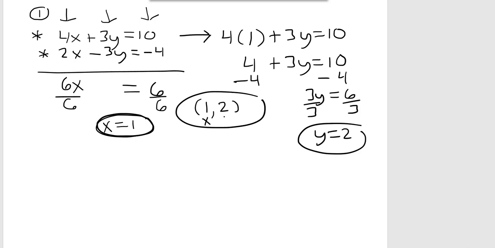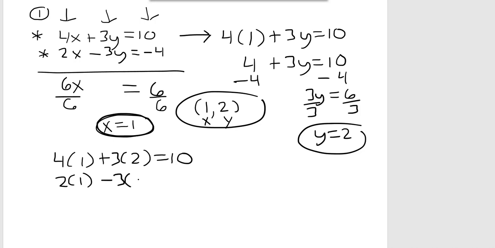If we were to plug 1 in for the x and 2 in for the y, it makes both equations true. So 4 times 1 plus 3 times 2 equals 10. That's true. And 2 times 1 minus 3 times 2 equals negative 4. That's also true. This is the solution to the system. And if we were to graph these lines on the same coordinate plane, we would see that they cross at this point, (1, 2). Okay, so let's look at another one of the elimination problems on your assignment.